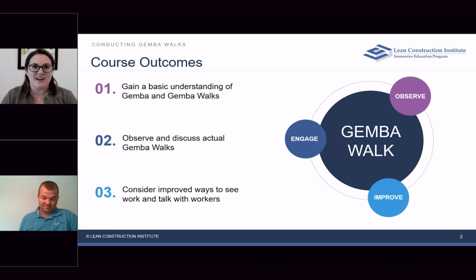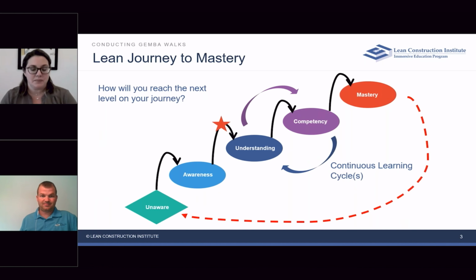We're going to go on this journey and get started. So a little bit of where we want to go today. Our outcomes for today: we want to help you gain a basic understanding of Gemba and Gemba Walks. We want to talk about the how. How do we do that? How do we observe? What are we discussing? What are we debriefing? And then what are those ways to use improvements? How do we build trust with the workers, the people doing the work that we are observing?